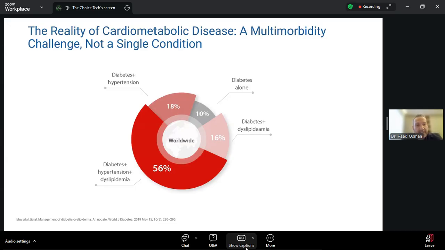These overlapping risk factors act synergistically, increasing the cardiovascular risk. Therefore, our approach should move beyond treating isolated disease and focus on comprehensive cardiovascular risk reduction through integrated management of all cardiometabolic conditions. So this emphasizes why a holistic, patient-centered strategy is essential to improve cardiovascular outcomes.